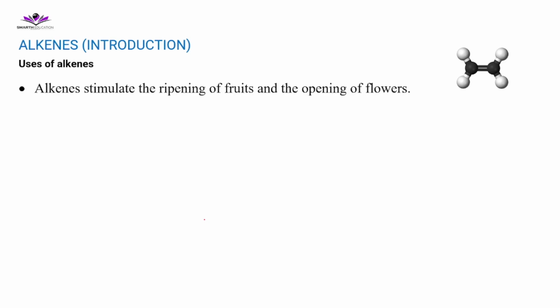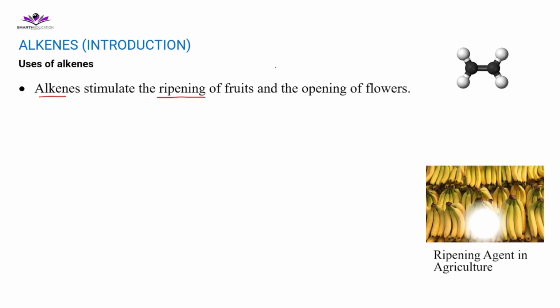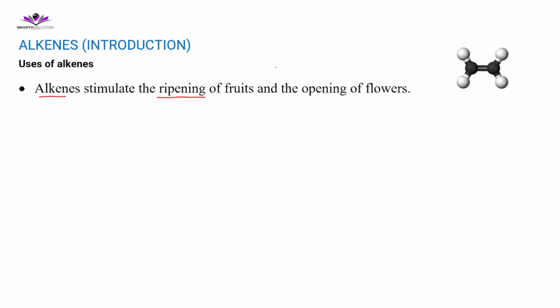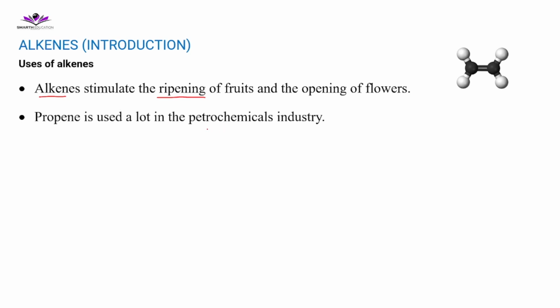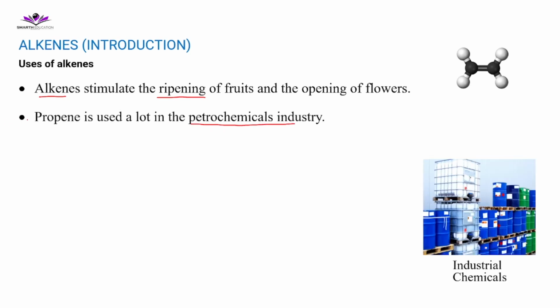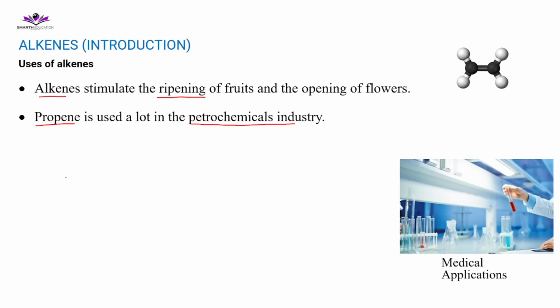Alkenes are used a lot because they're able to react with other atoms or other molecules. They are used a lot in the chemical industry. But other uses of alkenes are in agriculture. They stimulate ripening of fruits and also opening of flowers. So they're used in stimulating plant processes like flowering. Propene is used a lot in the petrochemical industry, and propene is an alkene. It can react with atoms and other molecules to produce a lot of chemicals. Even in medicine, it is used a lot in the pharmaceutical industry in producing medicines.